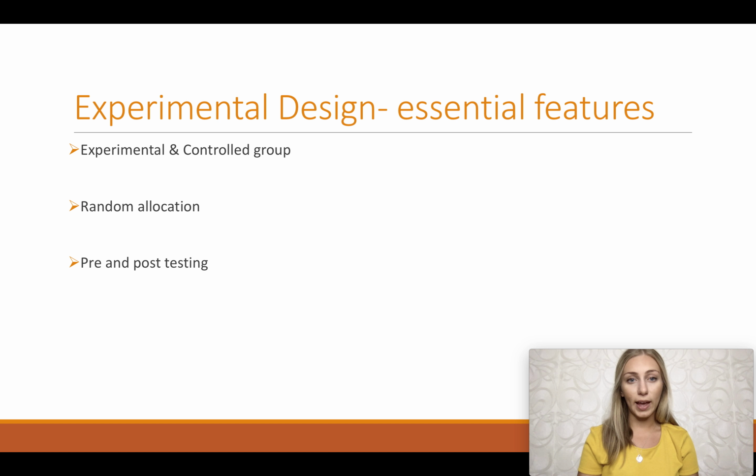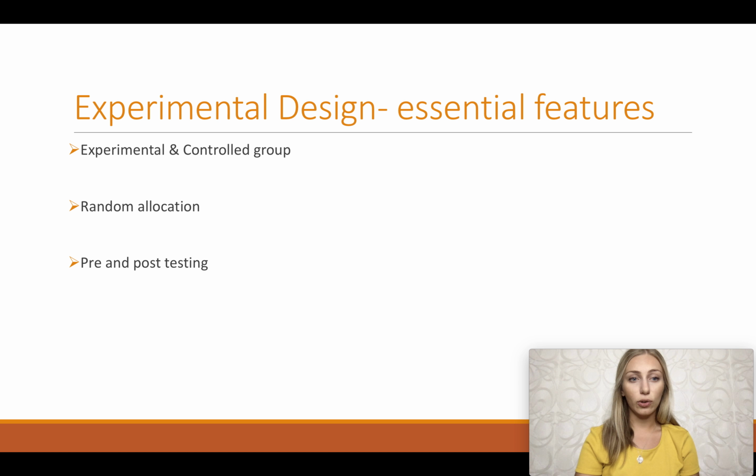The other group that is within the experimental design is the controlled group. The controlled group, on the other hand, is the group that is not exposed to the independent variable. So you need a group that the experimental group is being compared to, and that is the controlled group. The controlled group may not be eating breakfast in this case.